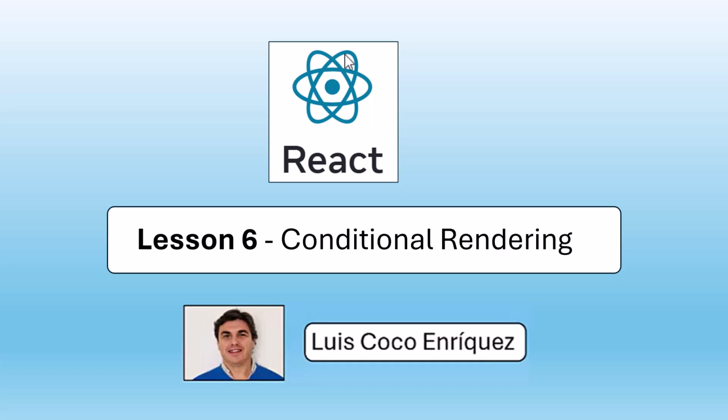Lesson 6: Conditional Rendering. Your components will often need to display different things depending on different conditions. In React, you can conditionally render JSX using JavaScript syntax like if statements, the && operator, and the ternary operator.